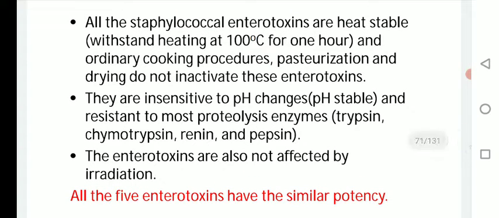They are insensitive to pH changes. So pH is again an important factor for toxin production. Any fluctuations in pH can alter the toxin production rate, and they are stable across a broad pH range and resistant to most proteolytic enzymes like trypsin, chymotrypsin, renin and pepsin. Enterotoxins are also not affected by irradiation. All these 5 enterotoxins have similar potency, meaning these 5 types are able to cause severe infections.